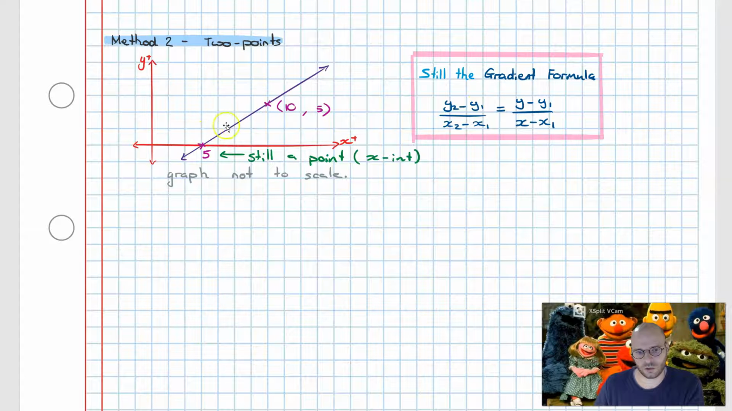And therefore, we have a formula we can use over here that requires 2 ordered pairs or 2 points on our line. Now, to be able to solve or to be able to deduce the equation of this line, we're going to write our points out.